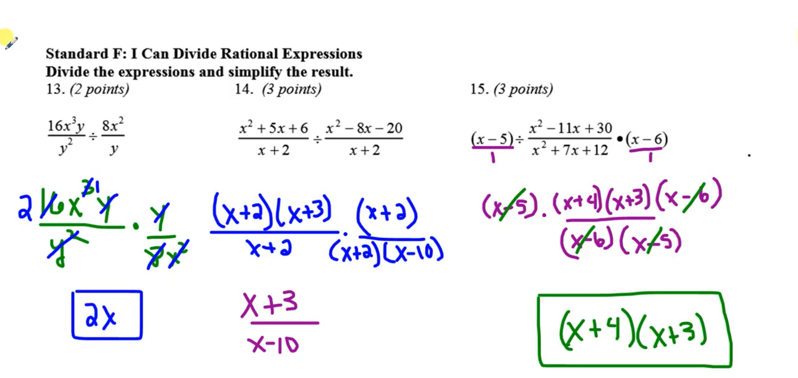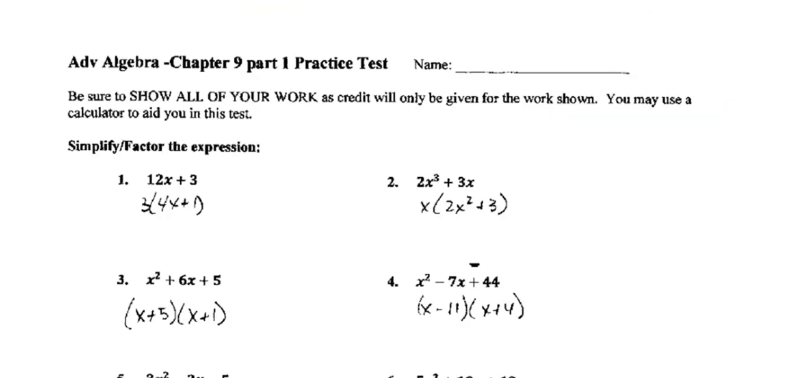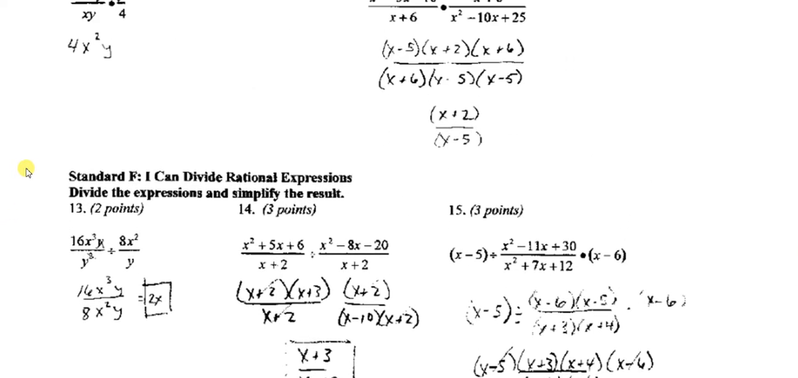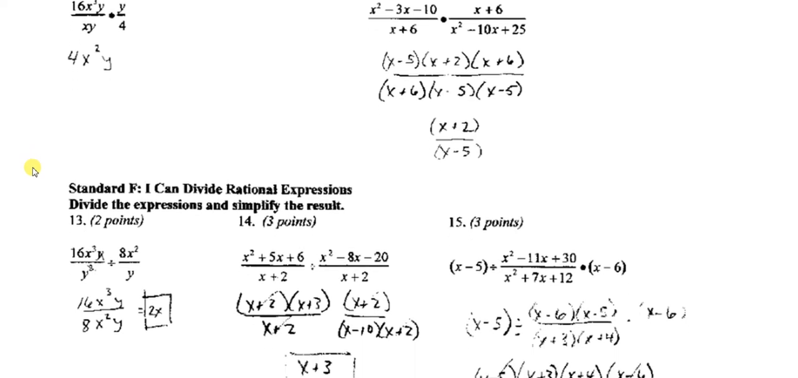X plus 3 over x minus 10. Is that what I got? X plus 3 over x minus 10. Good. So there are the solutions. Hopefully I didn't scroll it around too much.